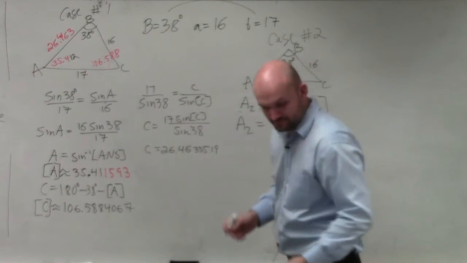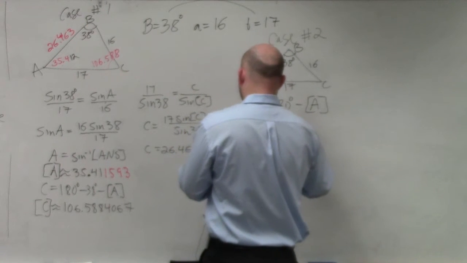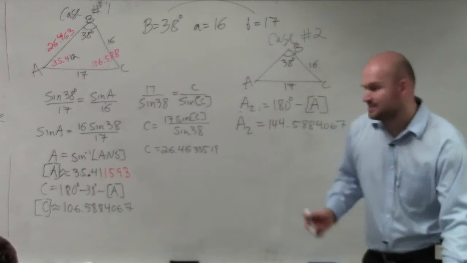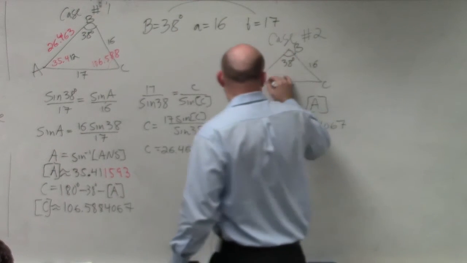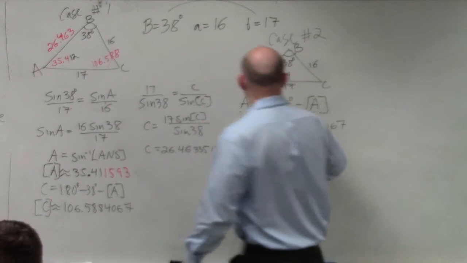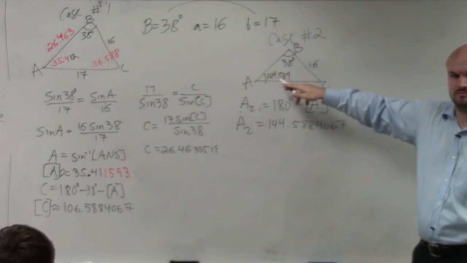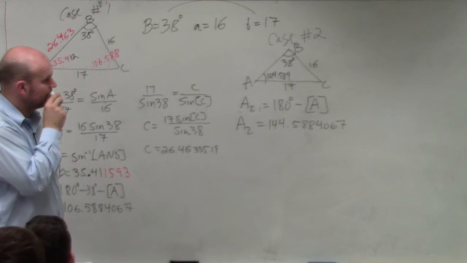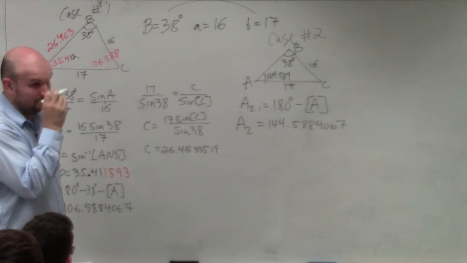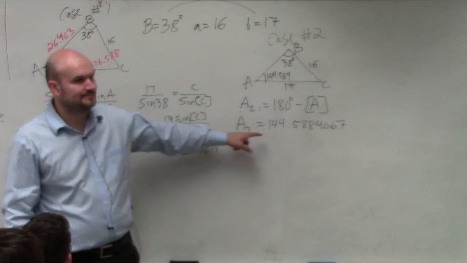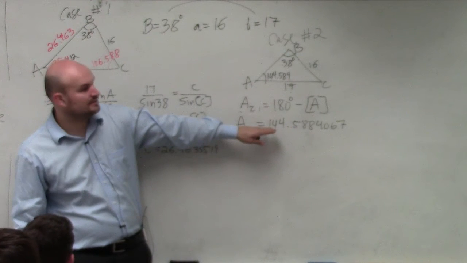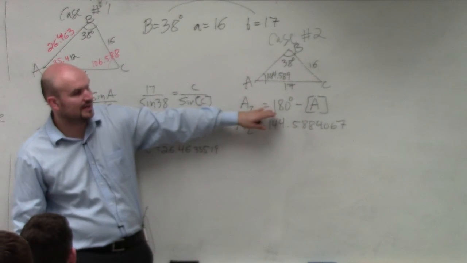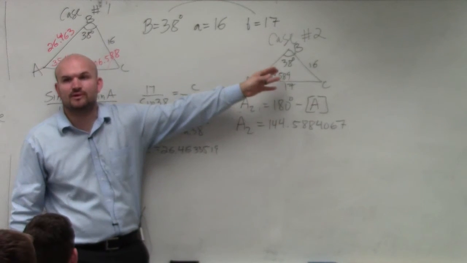And you get 144.5884067. Guys, is it possible for this to also be my A? Could I have 144.589 here? Right, so if you guys look at, in this case, what you can see is if they are subtracting out, we only have one case in this example, right? Because this would add up to more than 180, right?